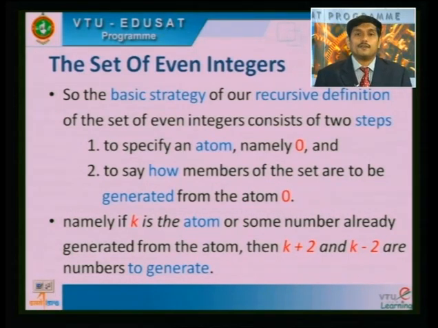So, the basic strategy of our recursive definition of the set of even integers consists of two steps: to specify an atom, namely 0, and to say how members of the set are to be generated from the atom 0. These are the two points you must remember for the basic strategy of recursive definition. Namely, if k is the atom or some number already generated from the atom, then k plus 2 or k minus 2 are numbers to generate. That is the important thing we must remember to generate from the atom.